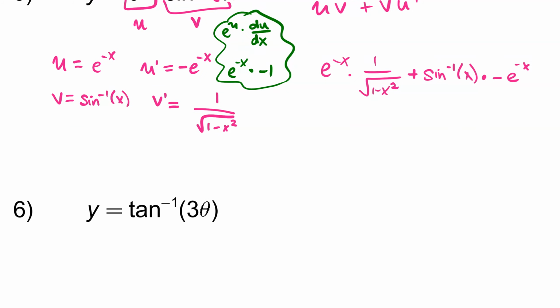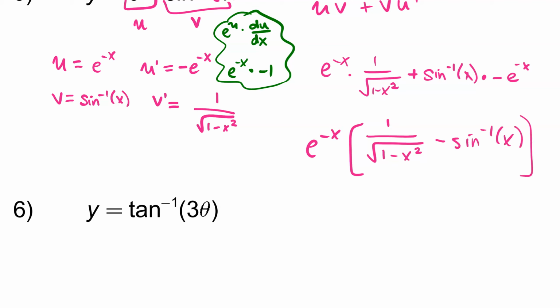Okay, we're not done. We gotta simplify this. So what is in both of these terms? Is there something I can pull out? E to the negative x. So I'm left with 1 over square root of 1 minus x squared plus, when I pull out this part, this turns into a negative 1. So multiplying by negative 1 turns this into minus sine inverse of x.